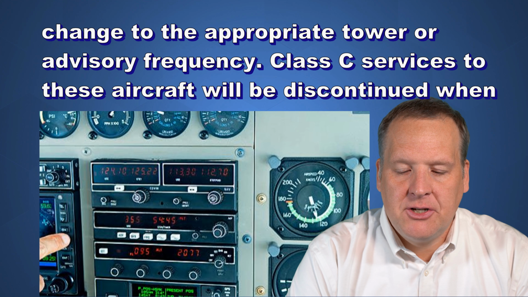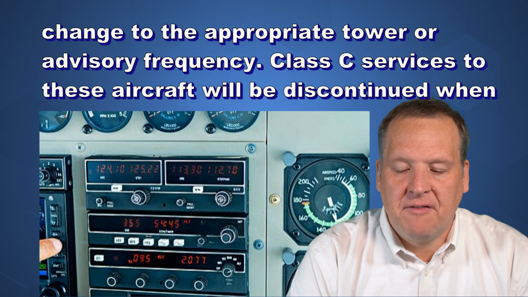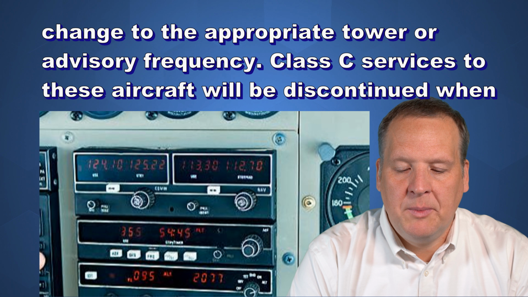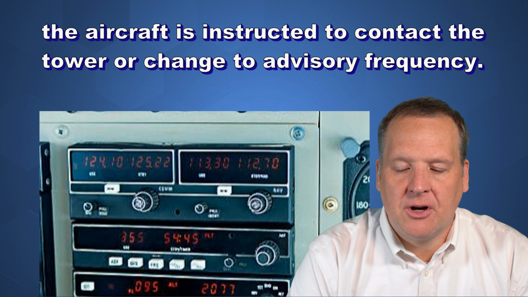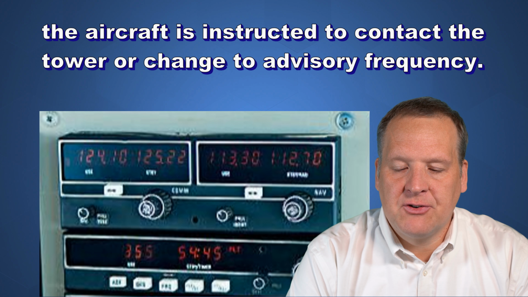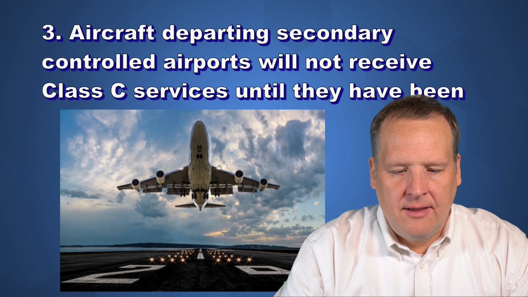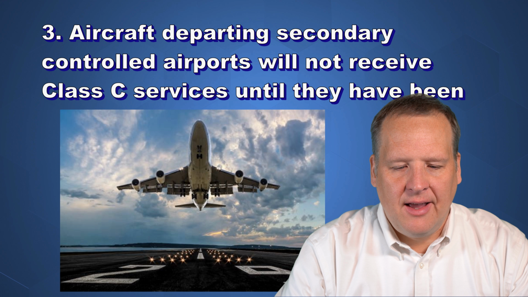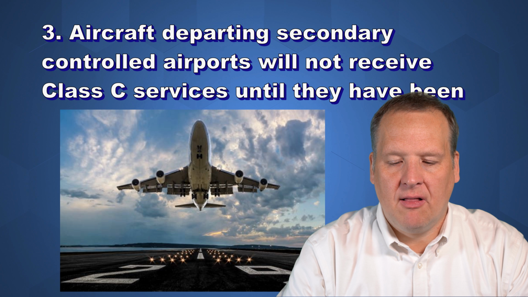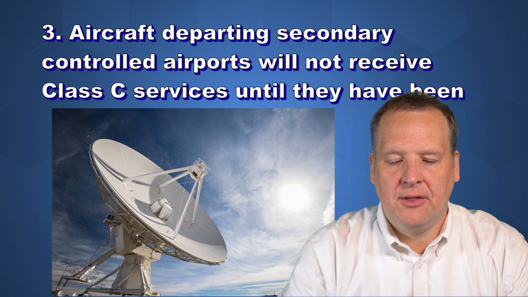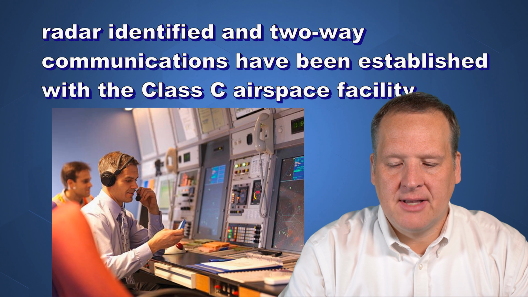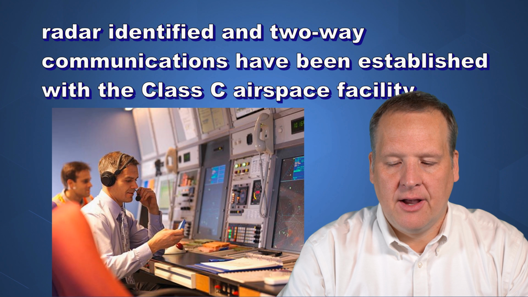2. Aircraft proceeding inbound to a satellite airport will be terminated at a sufficient distance to allow time to change to the appropriate tower or advisory frequency. Class Charlie services to these aircraft will be discontinued when the aircraft is instructed to contact the tower or change to advisory frequency. Number 3. Aircraft departing secondary controlled airports will not receive Class Charlie services until they have been radar identified and two-way communications have been established with the Class Charlie airspace facility.